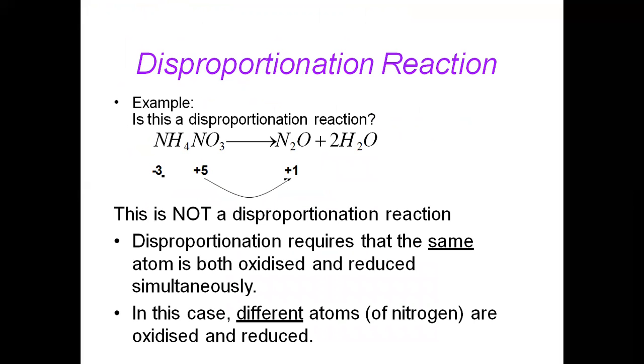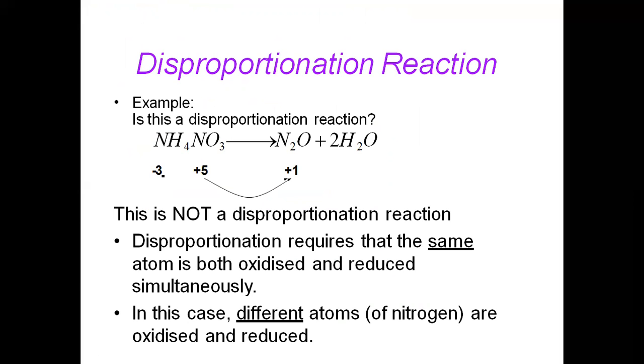NH4NO3 gives N2O plus 2H2O, where the oxidation numbers are -3, +5 and +1, meaning N is at -3, and the change in oxidation number of N in NO3 goes from +5 to +1. Okay, so there is a change in the oxidation state. So this is not a disproportionation reaction.